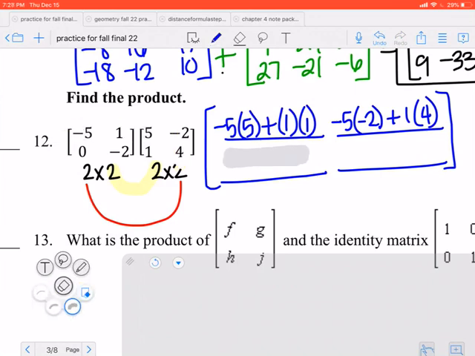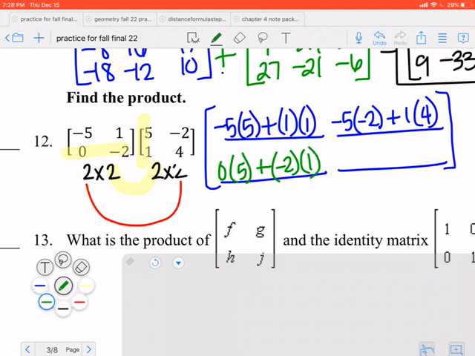Second row, first column. 0 times 5 plus -2 times 1. And then our last position here is the second row, second column. 0 times -2 plus -2 times 4.